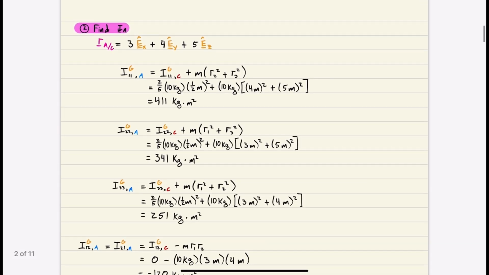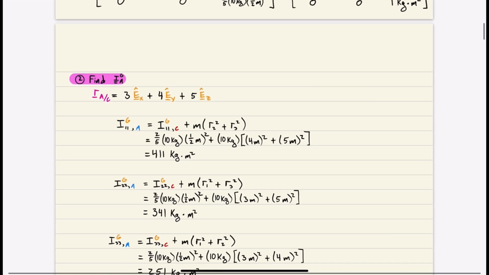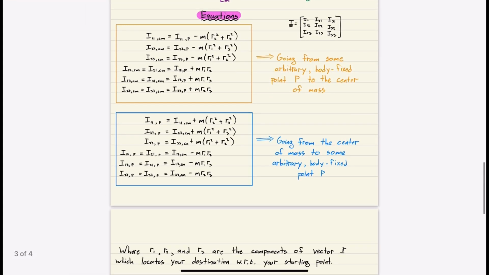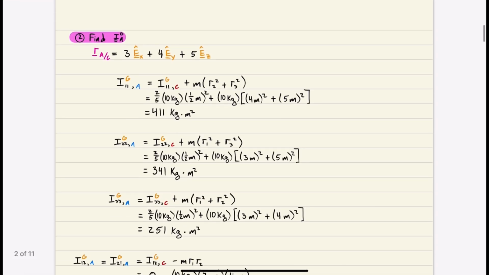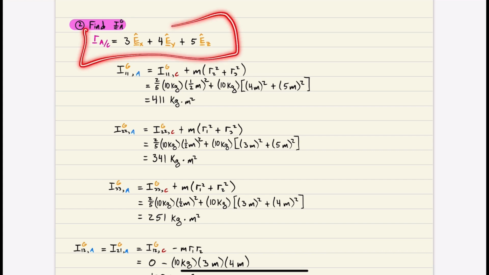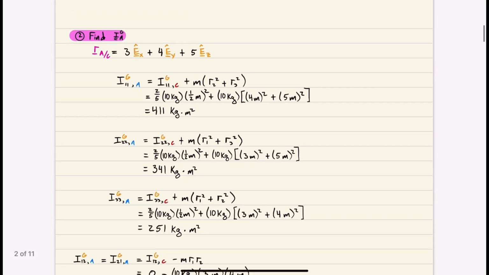Now we want to find IA represented in G. So this is just plugging into our equation that we did in the previous video, right? And I'm flipping back to the notes from the previous video. That is going from the center of mass to some arbitrary body fixed point P. We're plugging into this right here. In our case, it's point A. But yeah, we're just plugging into this. So I'll talk through it, but it's really nothing special. So this is our position vector that goes from C to A, right? This is this vector right here. We're going from here to here. And we'll just plug in.